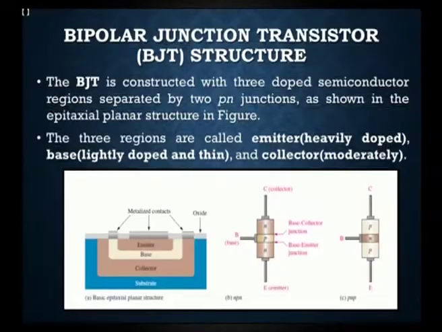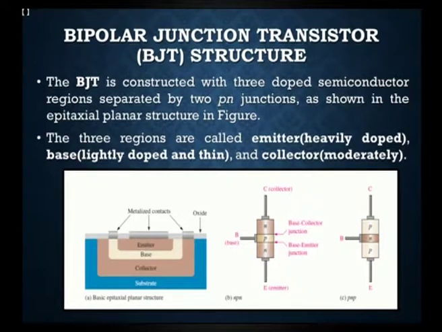The configurations of a transistor are of three types. One is common base, another is common emitter, and the last is common collector. In this session we are going to concentrate only on the common base configuration. So, let us start with the bipolar junction transistor structure.